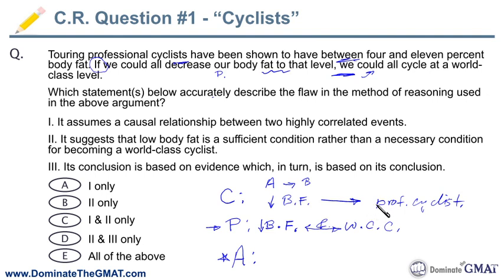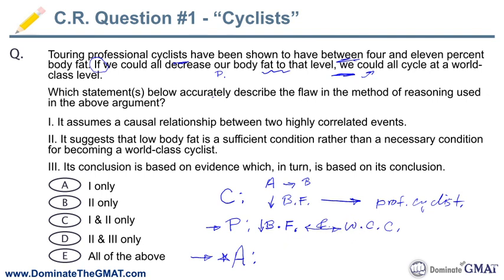Now that may or may not be okay, but there's clearly something being assumed, right? Does it stand to reason that that's going to be the case? I mean, what if you go on the craziest diet in the whole world, you exercise like crazy, but you have some sort of disease where you have dizziness and you can't even ride a bicycle? Well, just because you have low body fat doesn't mean you're going to be a professional cyclist, right?